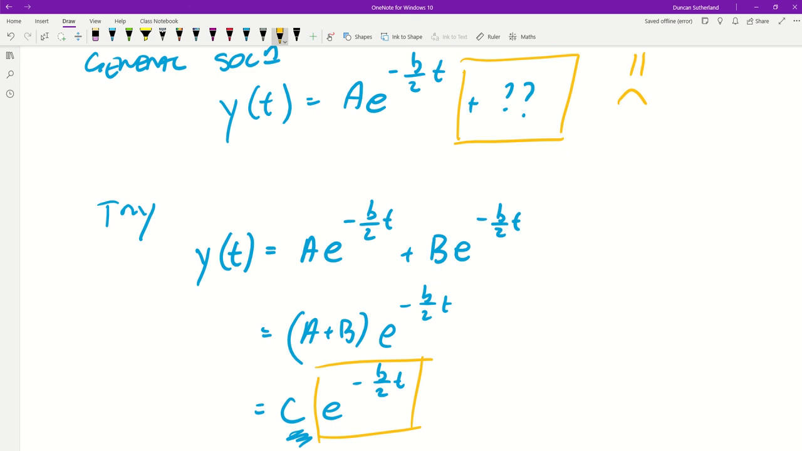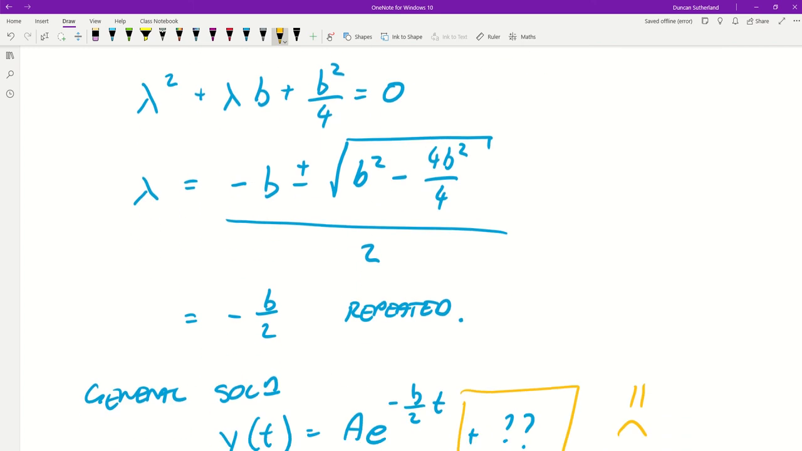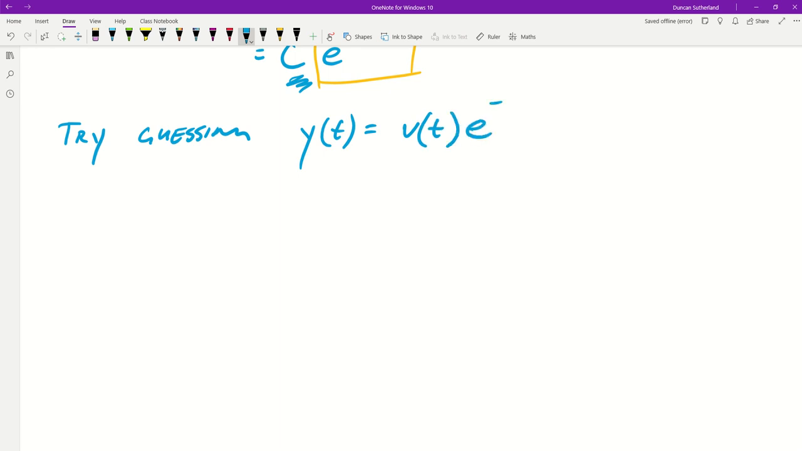So we could try another guess, right? Ultimately, this was a guess. So we could guess again. What we're going to try is a sophisticated guess. Try guessing y of t equals some function v of t times e to the minus bt on 2.